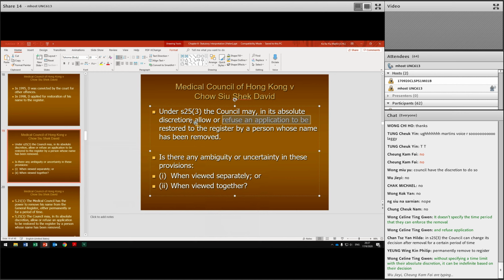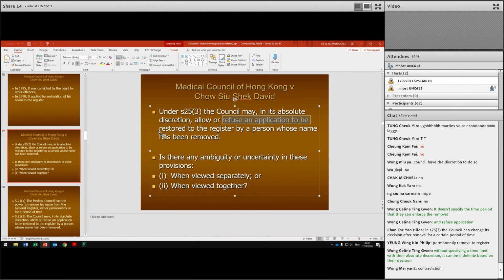If you are not careful enough, you just look at section 25, subsection 3. If you do not think very carefully, you cannot find anything wrong. Of course, if there's an application, the council should have the discretion. The council can decide whether to allow or refuse the application. Okay, it is something common sense. But when you view the two sections together, you will find some ambiguity.